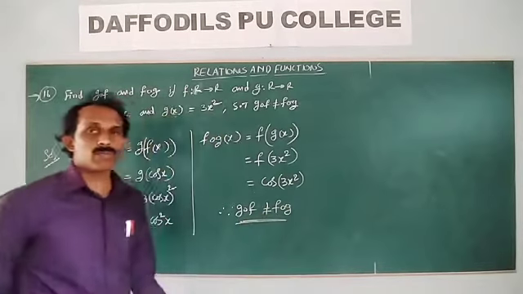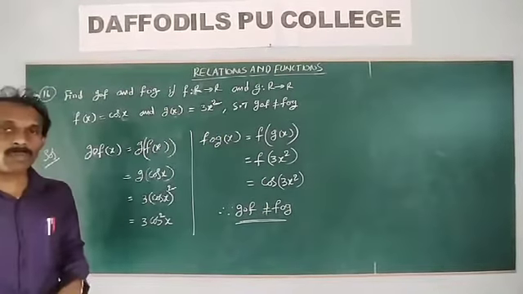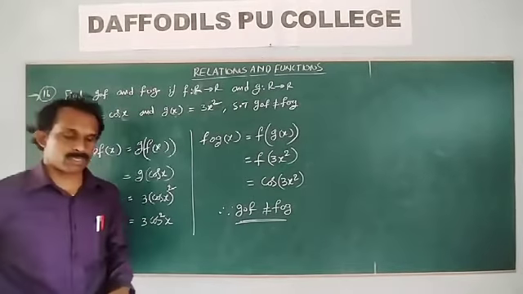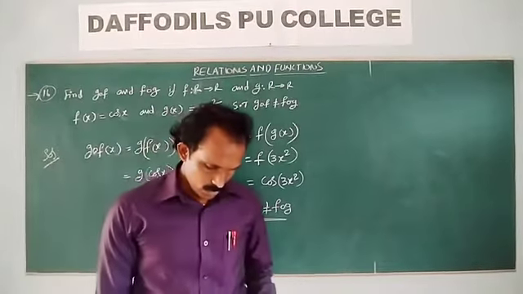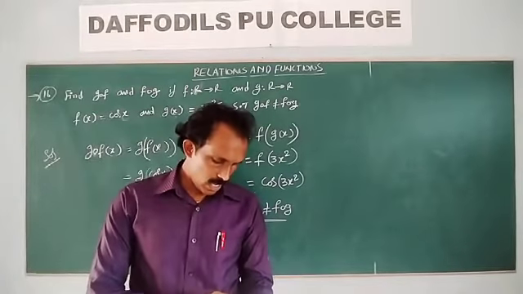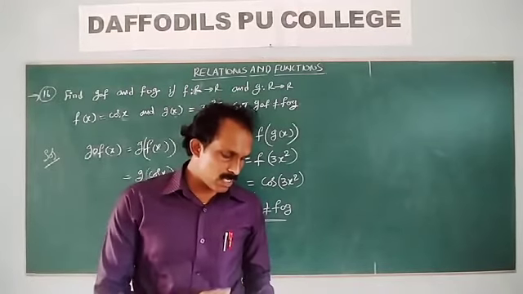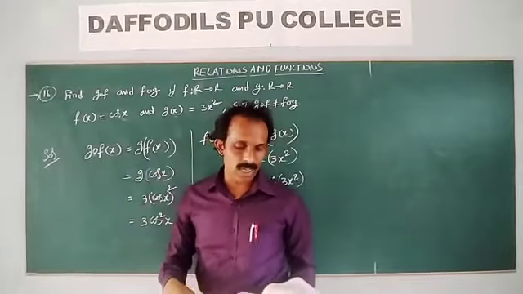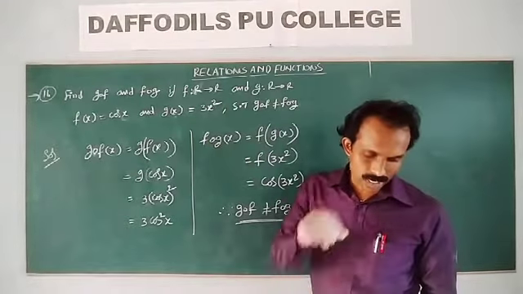This is the problem. So like this, composition of functions are combined. These are the examples. So finally, what did we prove? Hence, g circle f and f circle g are not equal.